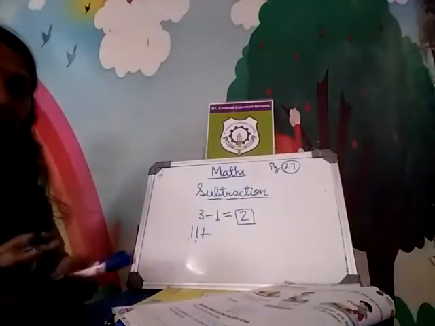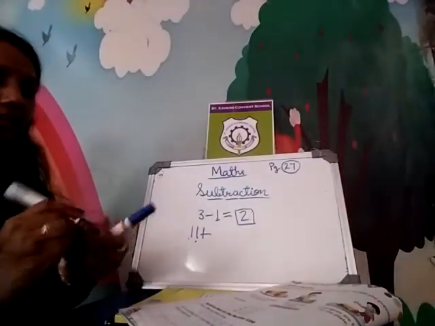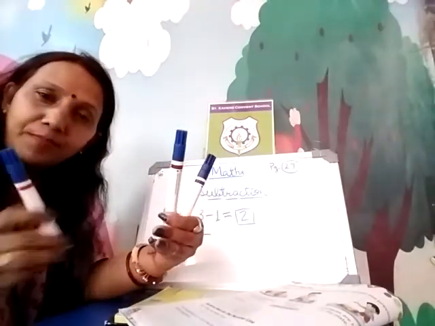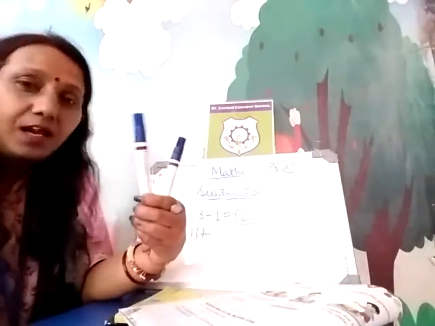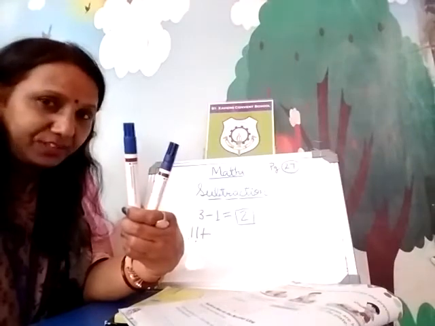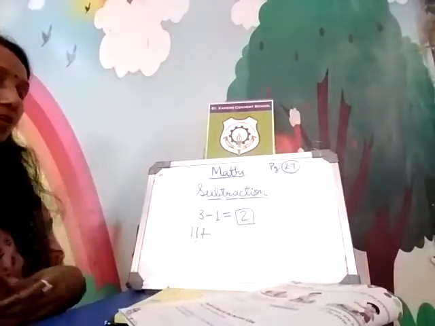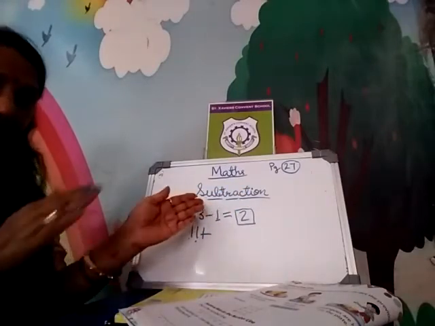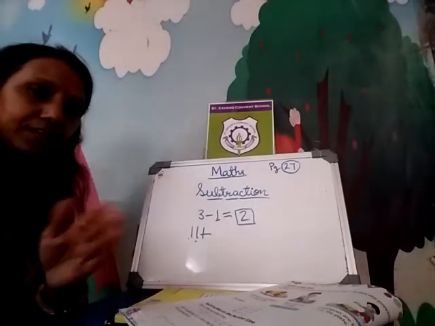Okay. There are 3 markers and ma'am has taken 1 marker, meaning minus 1 marker. How many left? 2 left there. Alright. So this way you can learn subtraction: subtract, cut, minus. Okay.